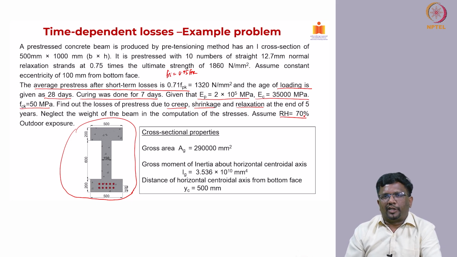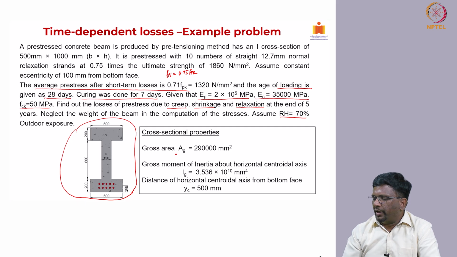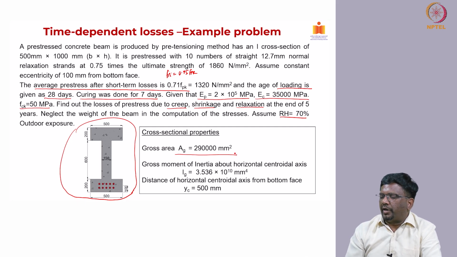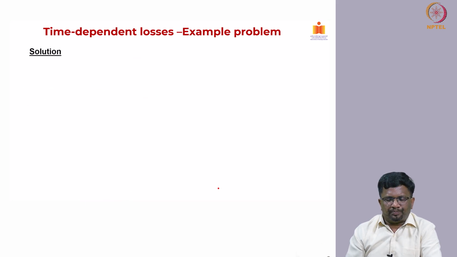I think it is the same cross section that we used previously. Gross sectional area is 290,000 millimeter square. Gross moment of inertia is 3.536 × 10¹⁰, and the central axis is a symmetrical cross section. So centroid is right at the center, which is 500 mm from the bottom of the beam.